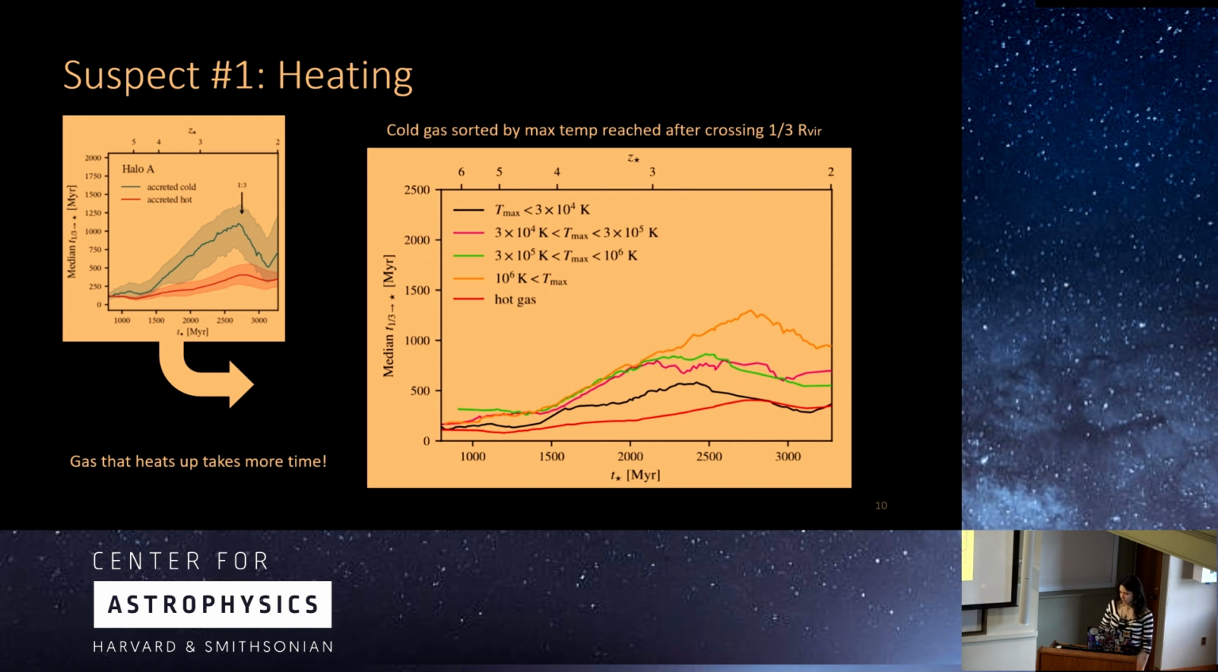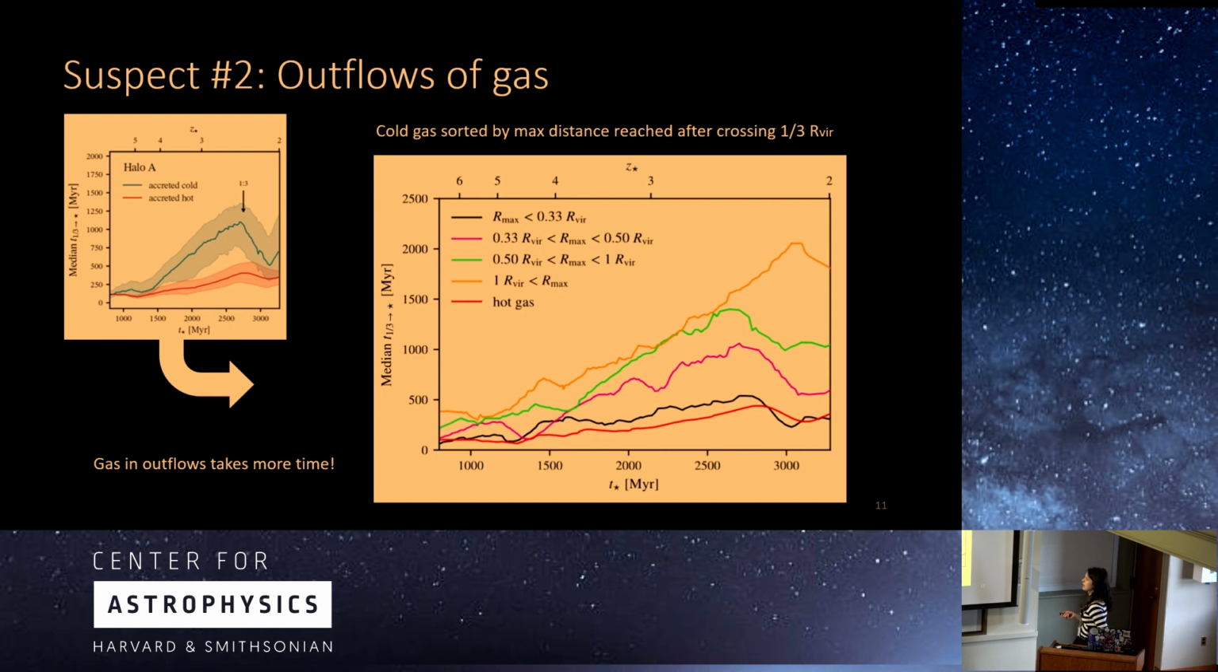Now, I thought, okay, how about gas outflows, right? Recycling. Here I did the exact same thing, except with distance. And again, as you can see, particles that get kicked out to the largest distances need a lot more time to come back and form stars, which obviously makes sense because they're far away. But again, when we look at the gas that actually does stay inside the CGM, the way I define it here, it is still above the hot gas. So again, the outflows do contribute, but they don't fully explain the situation.